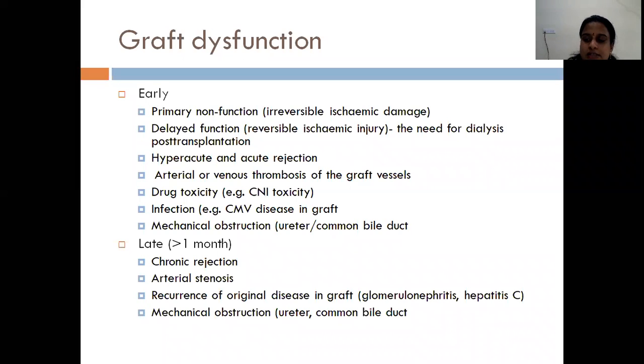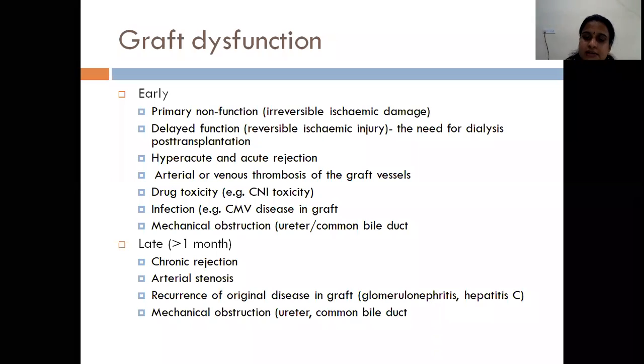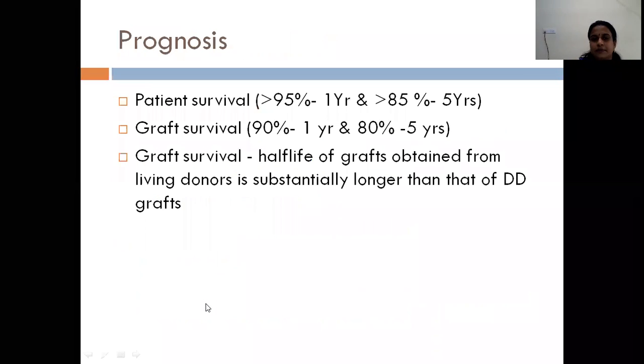But late causes of graft rejection, that is beyond 1 month, could be chronic rejection or arterial stenosis and recurrence of the original disease in the graft, that is the end-stage renal disease such as glomerulonephritis, then mechanical obstruction. All these are causes for late graft dysfunction.